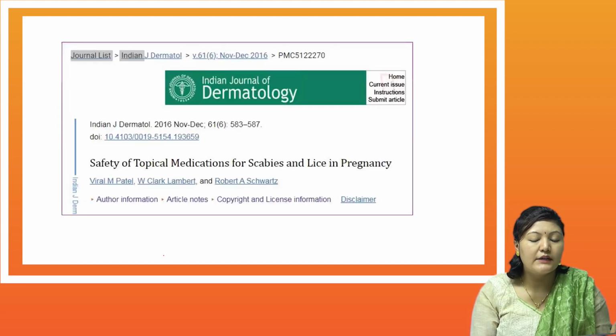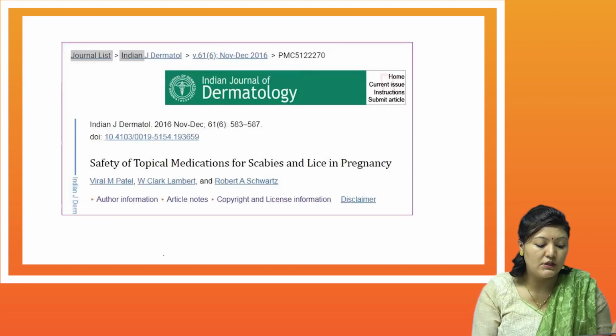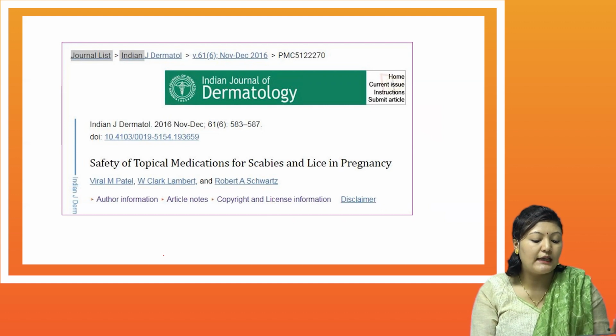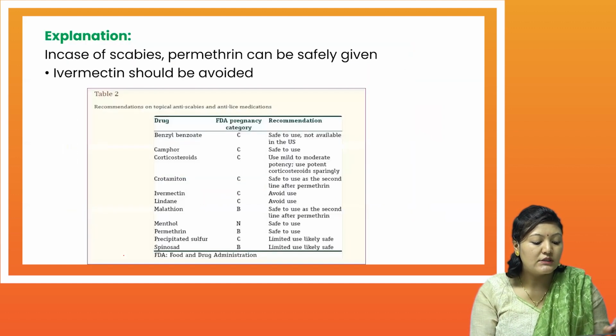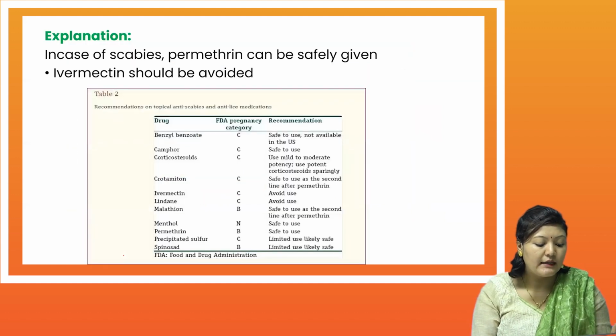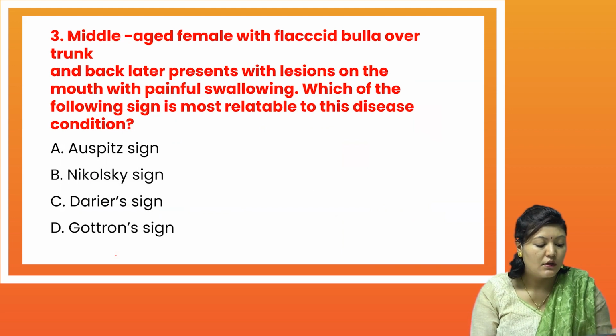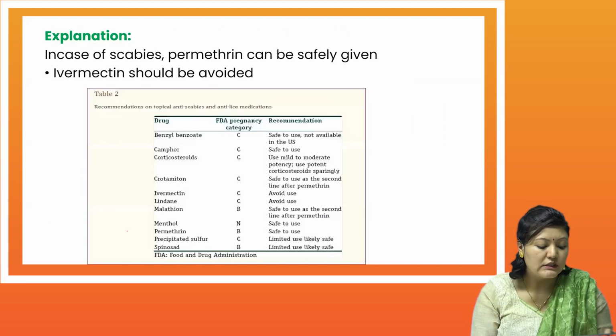Now coming to an article published in the Indian Journal of Dermatology in 2016, which shows the safety of topical medication for scabies and lice in pregnancy. According to this chart, permethrin is a category B drug. It is the safest one to be used, while the others belong to category C.